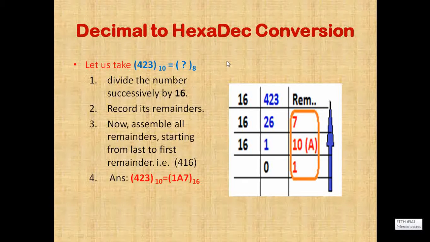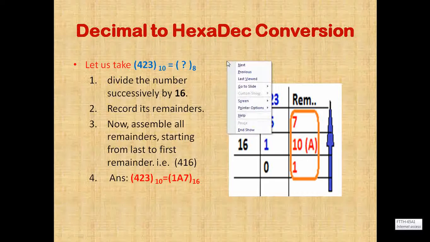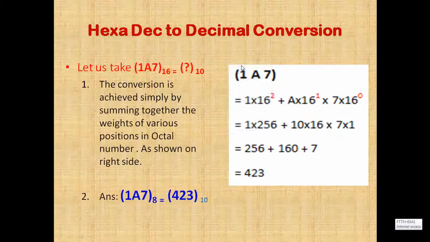So this is how we can get hexadecimal from decimal number system. Now in order to convert hexadecimal number to decimal, let us take this example. Suppose we have 1A7 base 16 and we have to get its base 10. So this will be done in this way, as we did earlier in other cases.